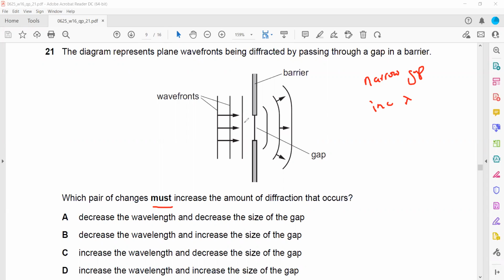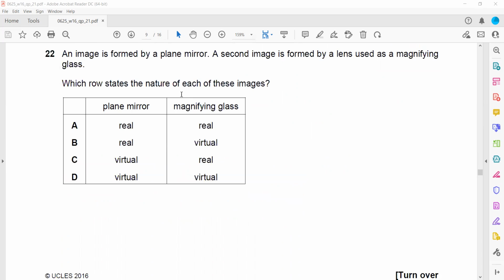So if we want to increase the diffraction, the wavelength should increase and the size of the gap should decrease. When the size of the gap decreases, we observe maximum diffraction, or the wave will spread out more. So diffraction is a property of a wave to spread out when it is passing through a gap or near the edges.